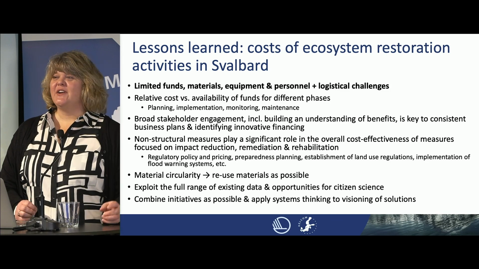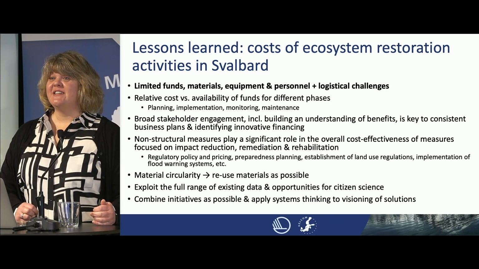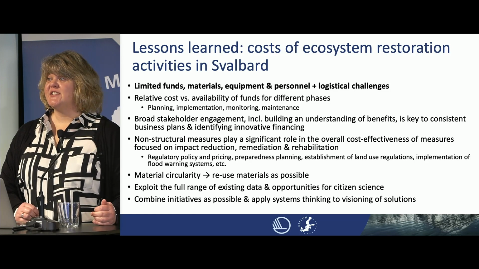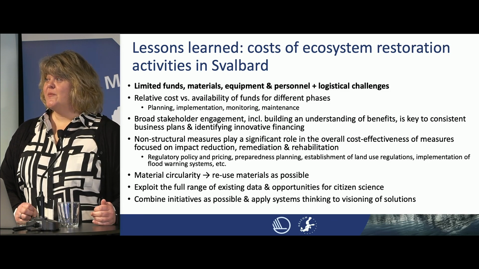As I mentioned earlier, we are currently working to exploit, and would recommend that everyone else also exploit, the full range of existing data and opportunities for citizen science. So use what we have and keep the community engaged by allowing them to have an active role.